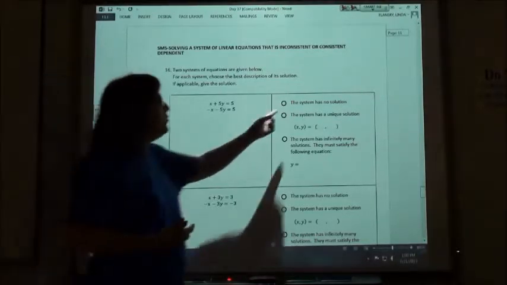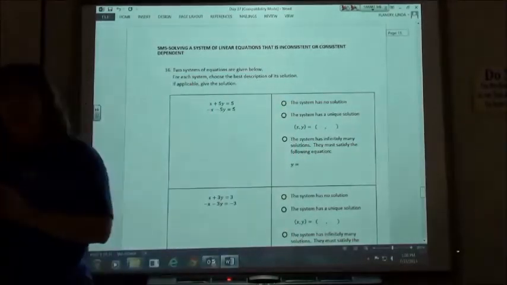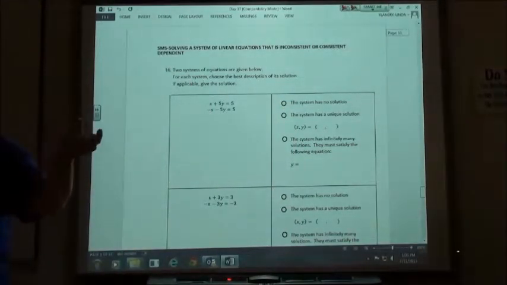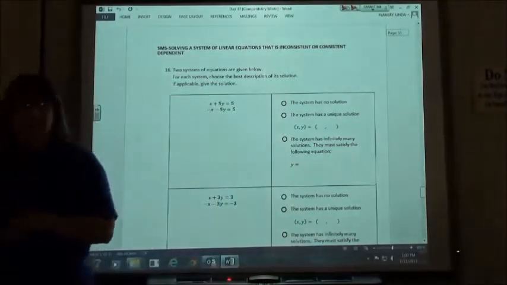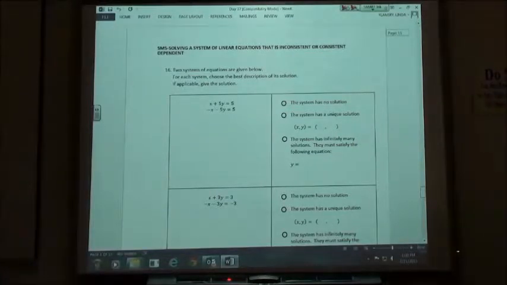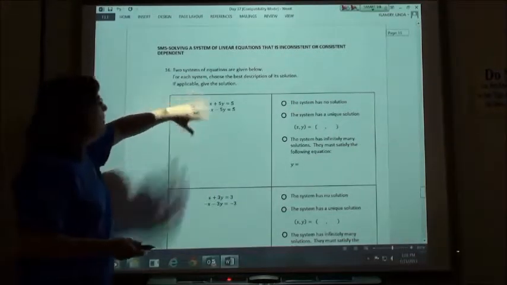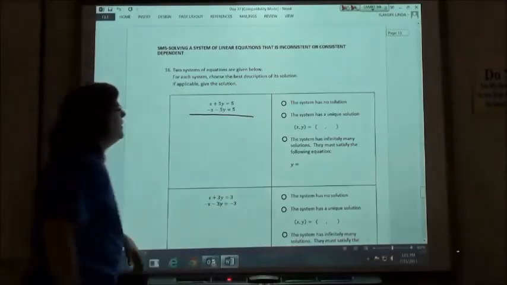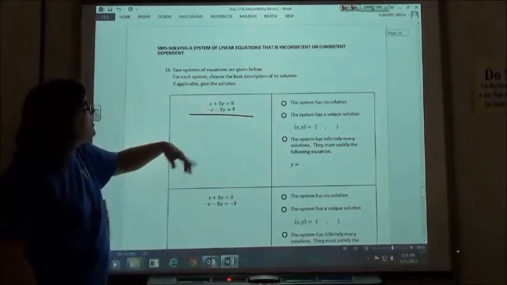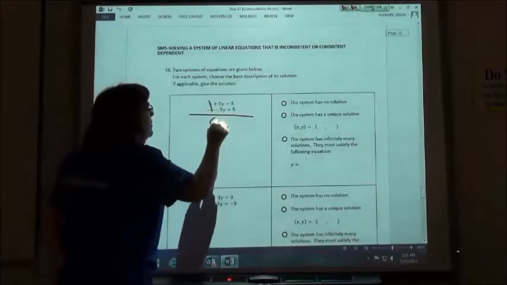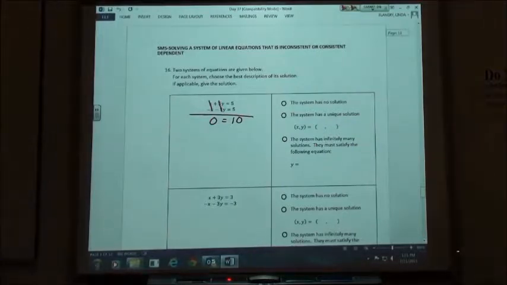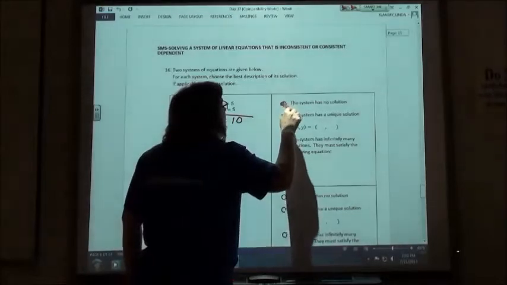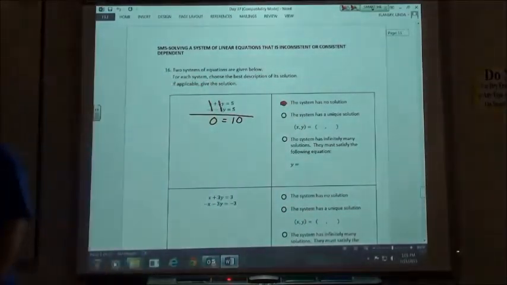So in order to get no solution, the variables have to cancel out and you have to get something like 0 equals 5. In order to get the infinite number of solutions, that's the one where the variables cancel out and you get 0 equals 0. All real numbers are solutions. So if I'm going to solve this first one, I already have opposites, so I can just add. This will be 0, this will also be 0, and I get 0 equals 10. 0 doesn't equal 10. That tells me that if I would graph those, I would have parallel lines, and I get no solution there.